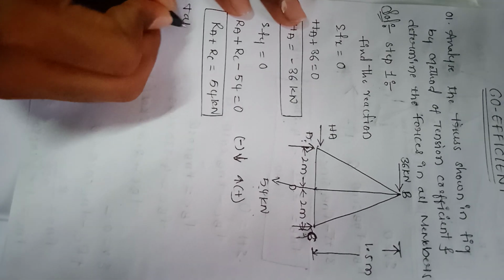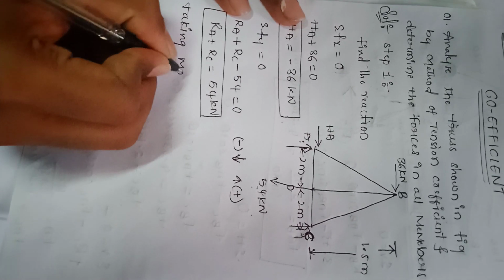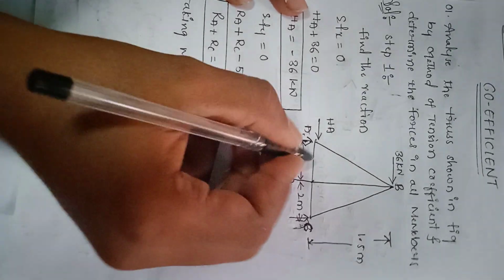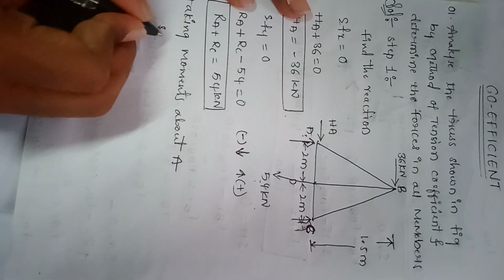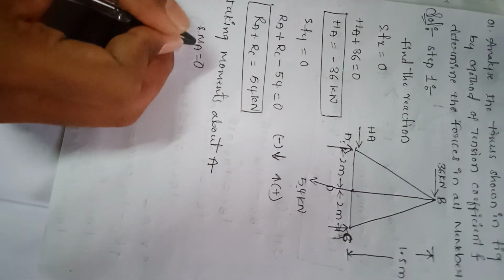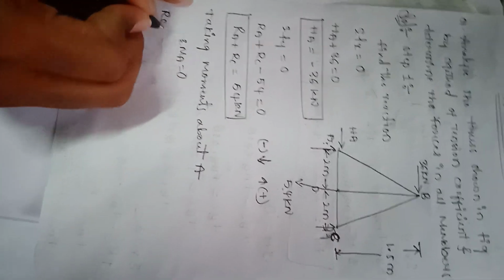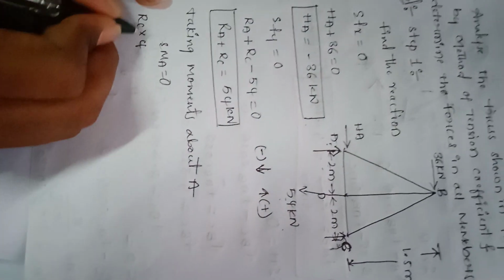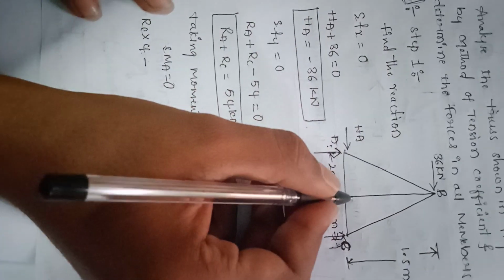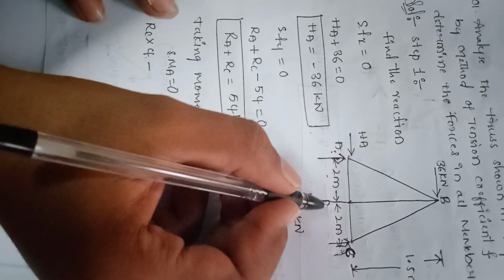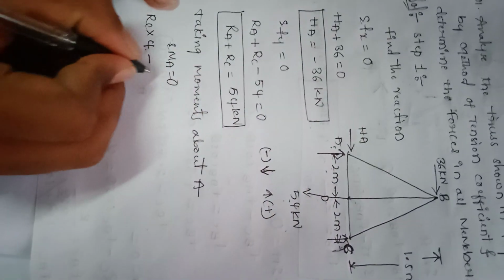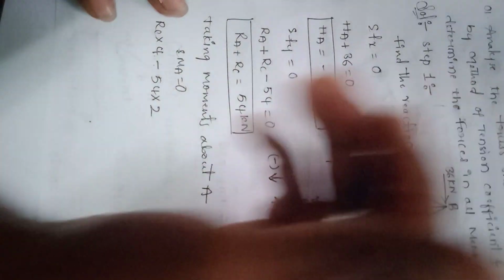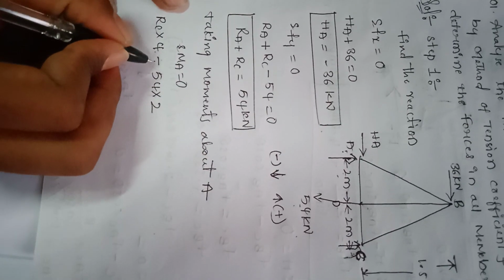Then taking moments about A. Here I am considering moments about A. Sum of moments at A equals 0. RC into the total distance, which is 4 meters, so RC into 4, minus the load acting downwards at a distance of 2 meters, therefore 54 into 2. Here we consider it negative because it is acting downwards.